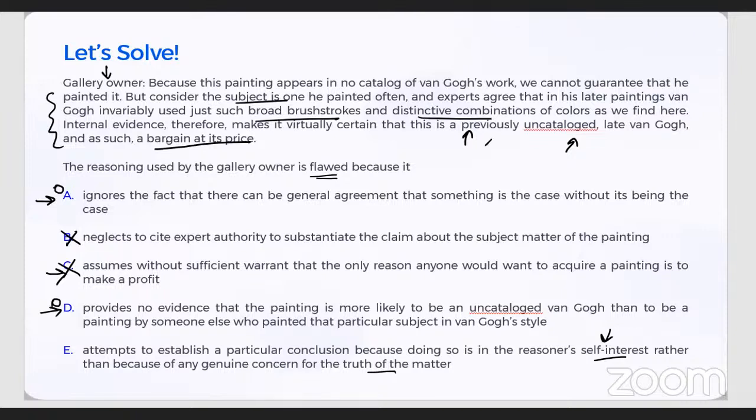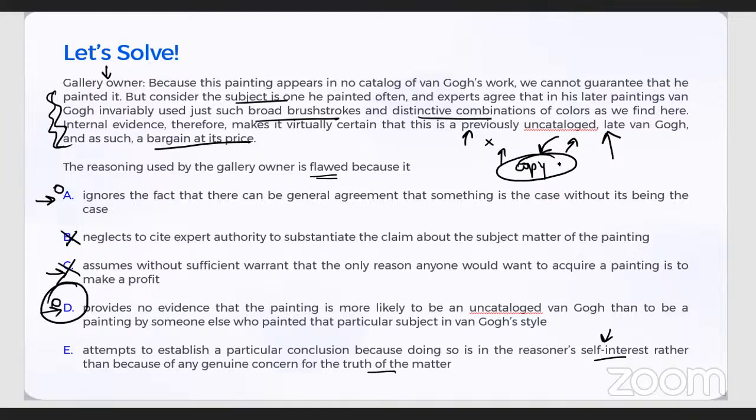He has not gone and checked, hey, could it be a copy? He has not gone and checked that. That is the problem. So his claim is not very believable because he has not gone and checked whether it is a copy or not. He's just gone based on this kind of evidence. And that is what option D is saying.